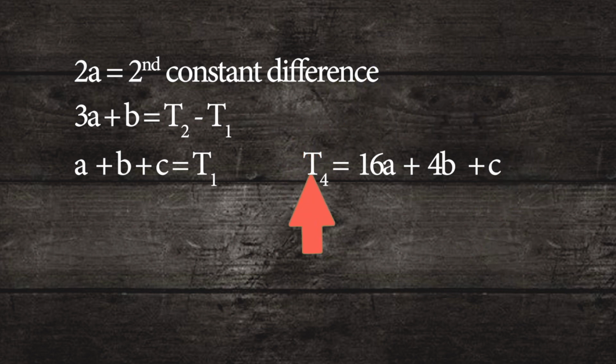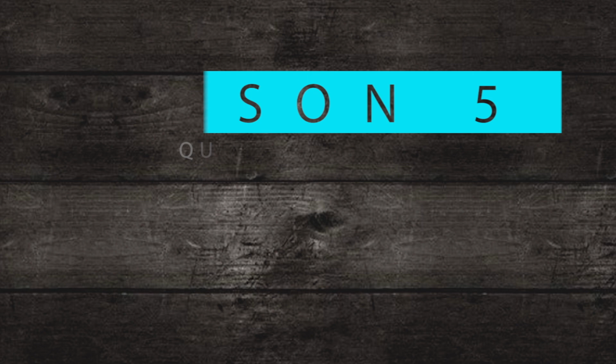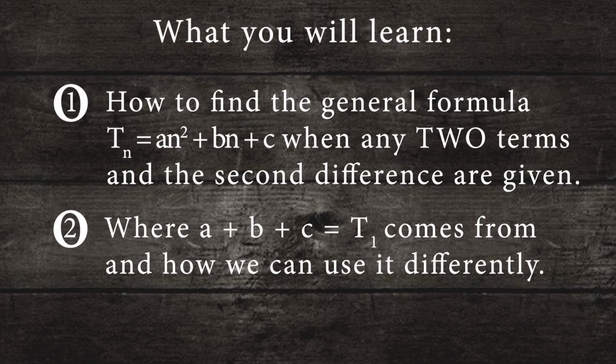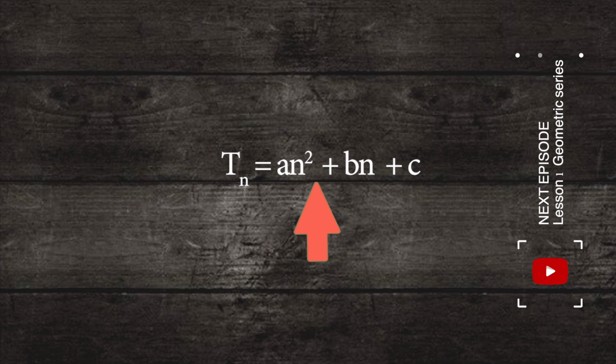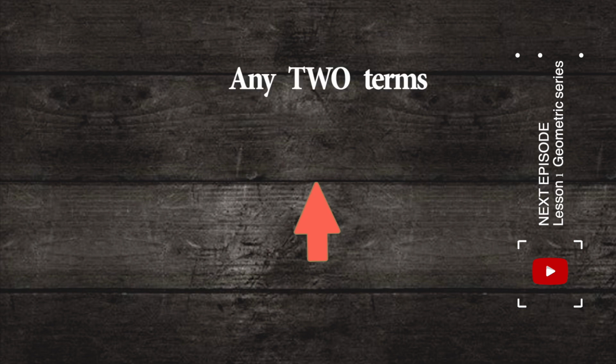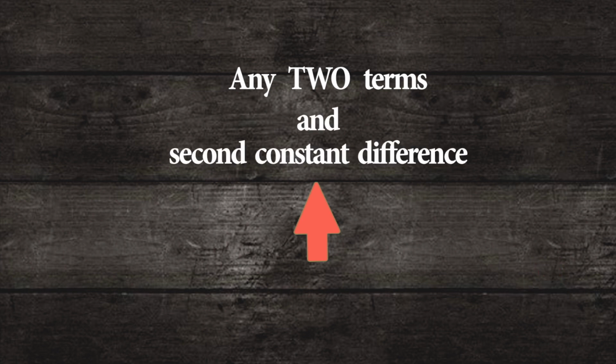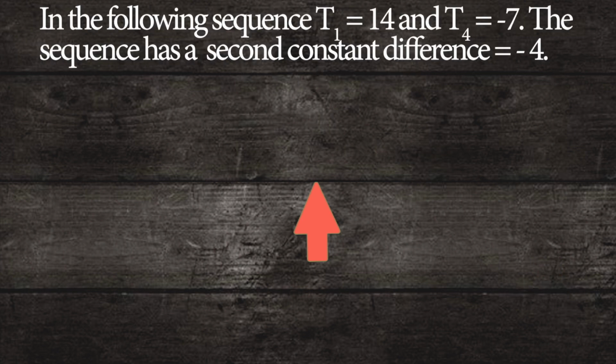Now we've learned that we can write any term in terms of a, b, and c. Now let's go and see how we can use that. We are going to use the following method to determine the general formula of a quadratic series if two of the terms are known as well as the second constant difference. Now let's go and see what we can do.